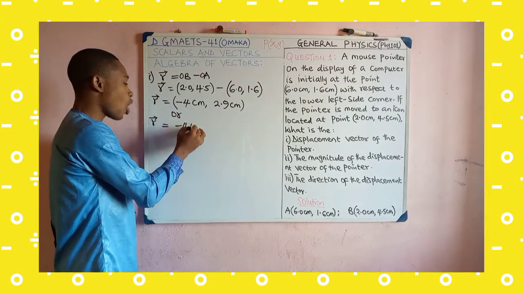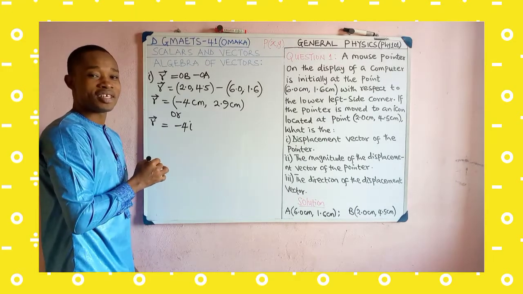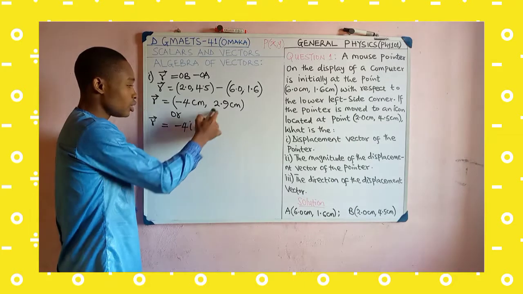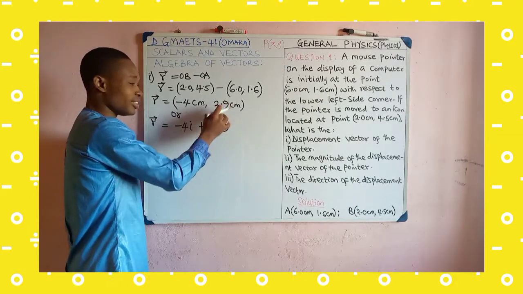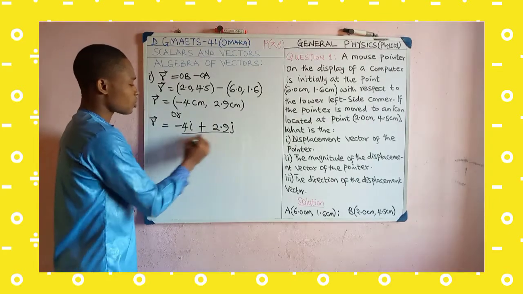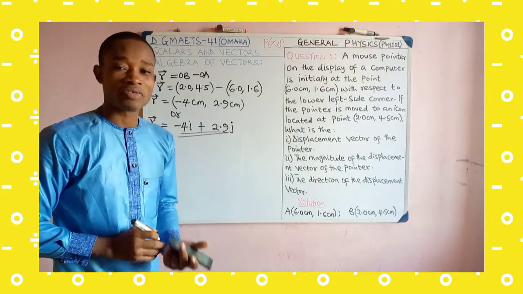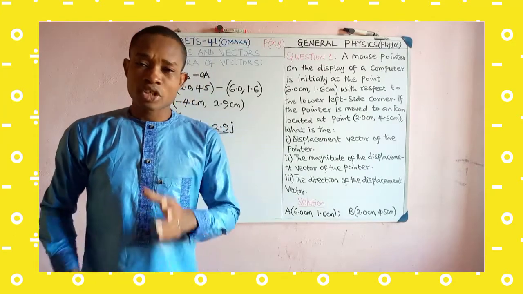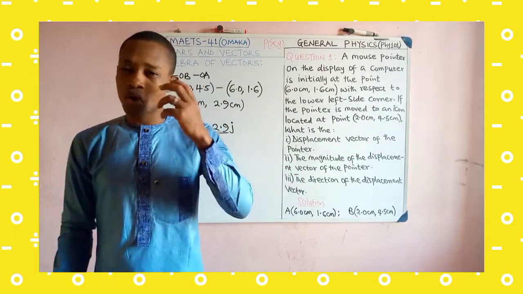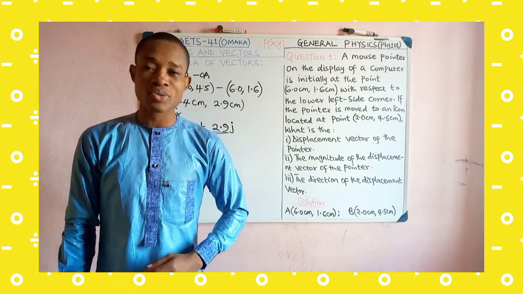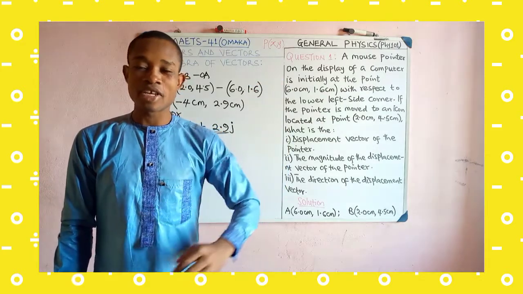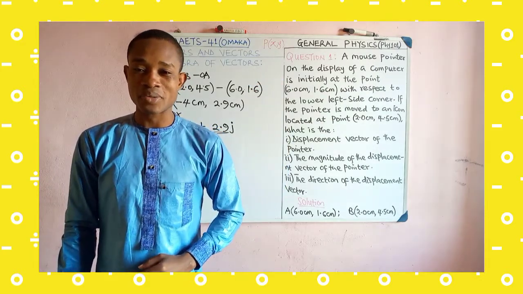It's going to be minus 4i. You see, I'm introducing the direction vectors, the unit vectors, ij as the case might be, added to this 2.9, which is y-axis. It has the j direction. Of course, we've gotten the displacement vector of the mouse pointer. I'll be taking a short break. When we're back, we'll look at the magnitude and direction of the displacement vector. Of course, you should be thinking of the Pythagoras rule and as well as the tan inverse of the vertical divided by the horizontal component of the vector.